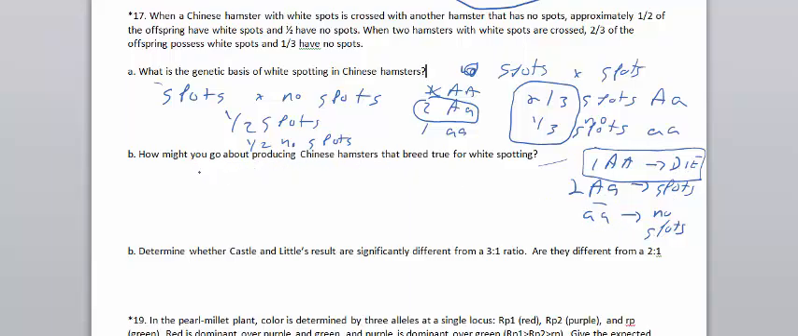How about you go about producing Chinese hamsters that breed true for white spotting? You can't, because you can't. This would be true breeding. You can't get that because these guys are both dead.